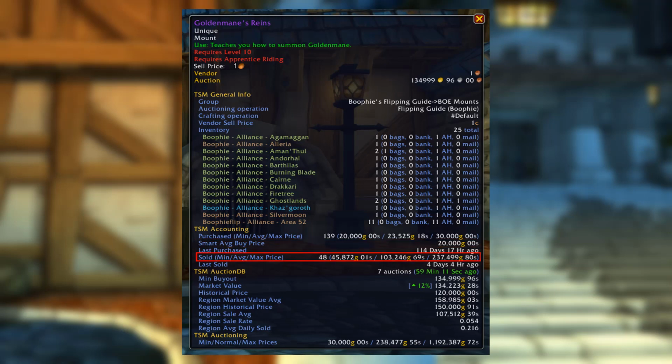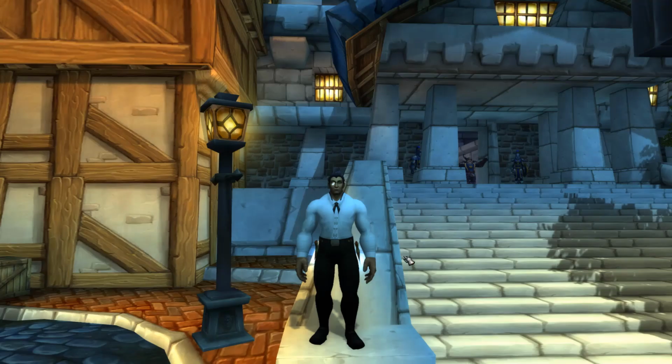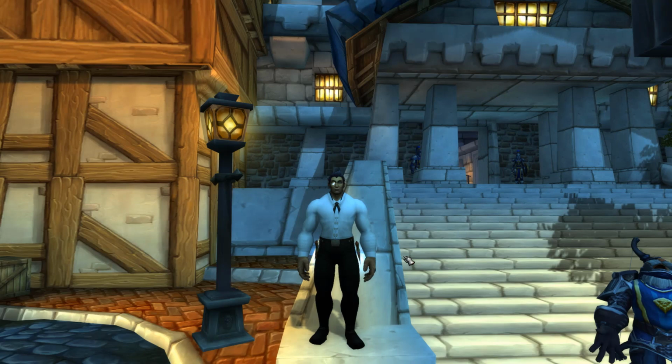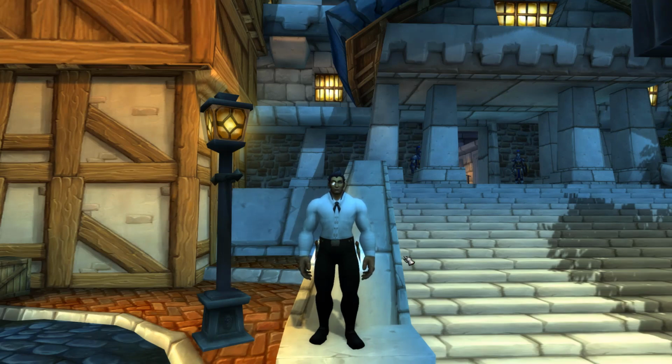Then finally, if you have this turned on, it will show you sold, and it will show you the min price, the average price, and the max price that you've sold a certain item for. And that is the main tooltips that you need to know, how they work and what they actually are showing for TSM.